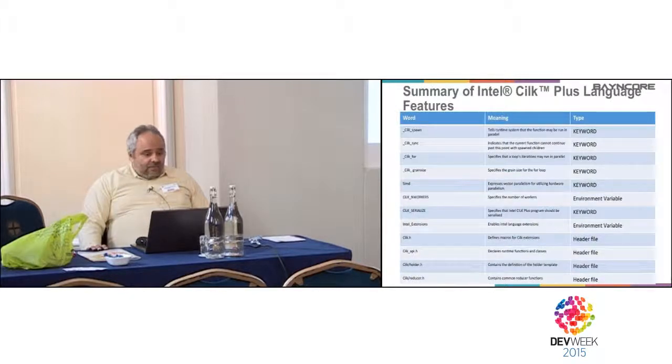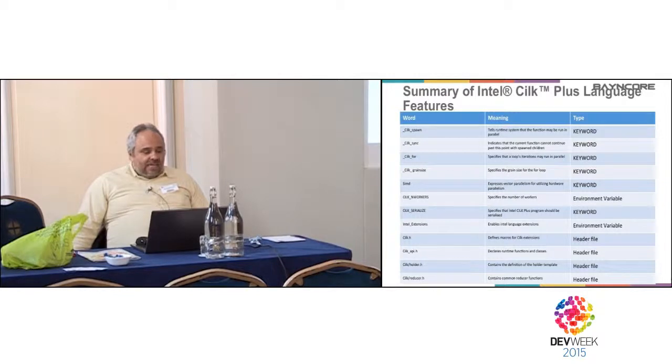Okay, this slide here is really just a summary of the Cilk Plus language features, and you can see that it's relatively simple. We've got a number of different keywords which we've touched upon: cilk_spawn, cilk_sync, and cilk_for, which I've talked about. You can refine the properties and the behaviour of the cilk_for keyword by specifying cilk_grainsize, which basically specifies the stride within the for loop.